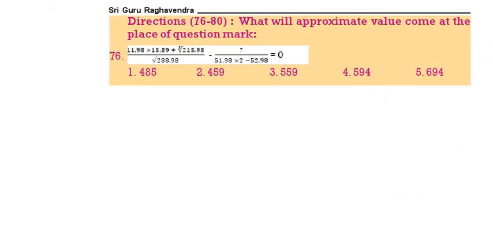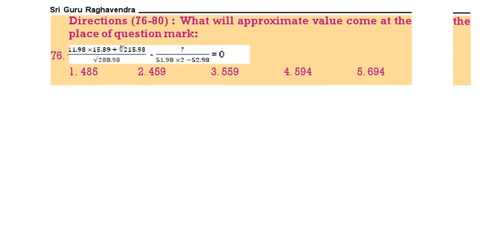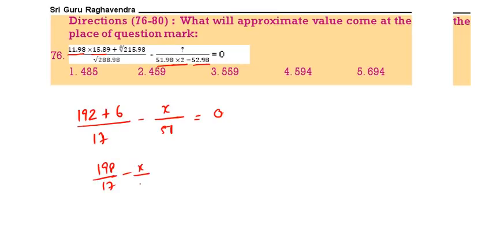Next question. So these are approximate values we have to do. See, this is 11.98 means 12. 12 into 16, that is 192, plus cube root of 2016 is 6 by 17 minus x by 52 into 2, 104. 104 minus 53. This is 104. 104 minus 53 is 51 is equal to 0. Now we have to solve this. This is 198 by 17 minus x by 51 is equal to 0.